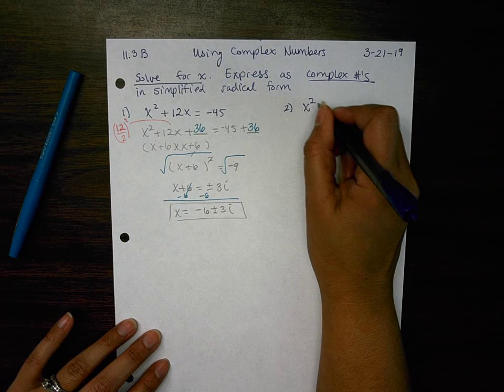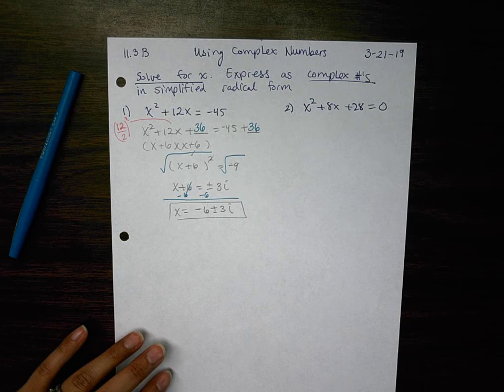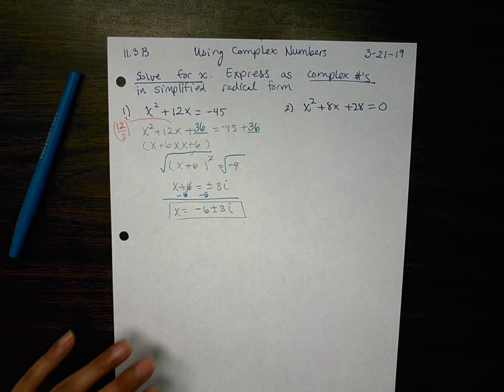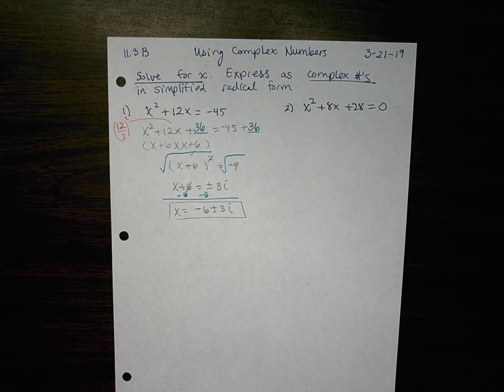Number 2. x squared plus 8x plus 28 equals 0. I'm going to have you guys try this one on your own. Try it on your own. Can anybody give me the first step? Okay, subtract 28. Go for it. Subtract 28 and continue. If you've forgotten your steps, we have written the steps down before in our notebook.